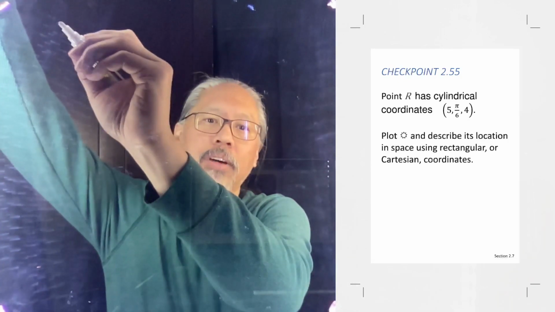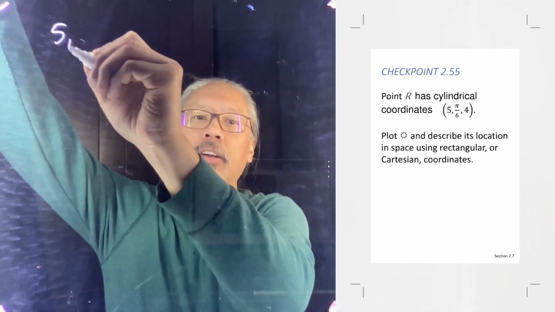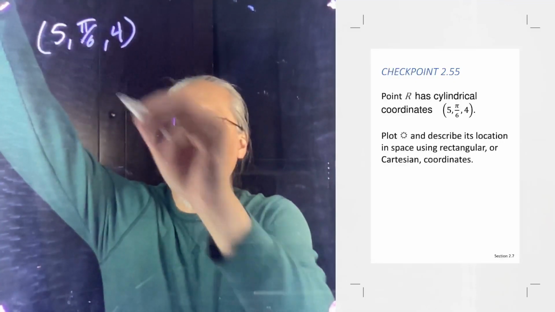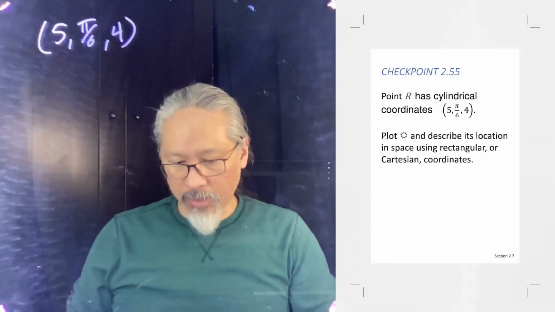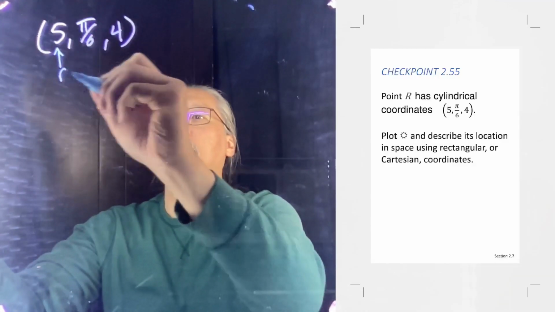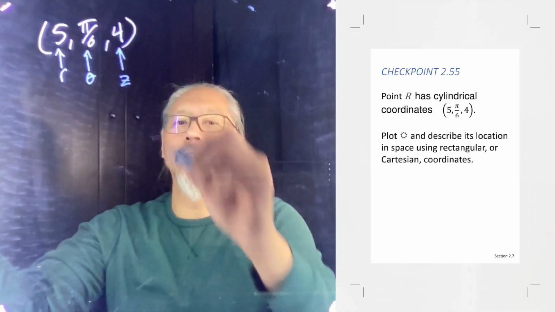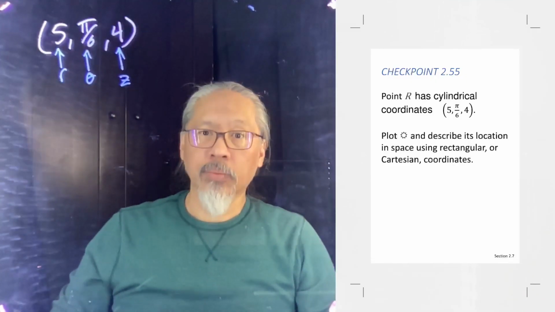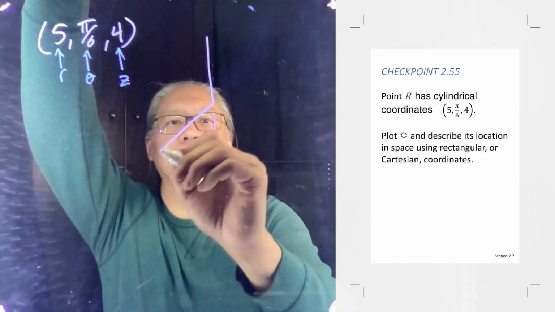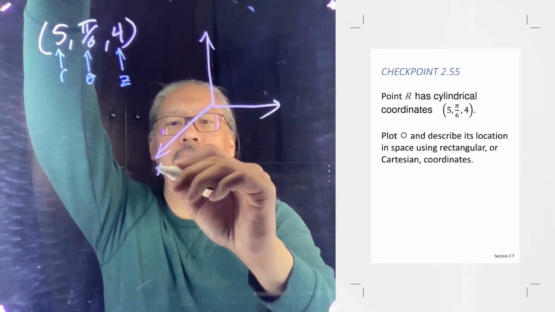Well, let's first identify the points that we have. We have r, 5, pi over 6, 4. And let's identify that the first number is r. The second number is theta. And then the third number is z. Okay, so let's see if we can draw that in space. Let's draw our usual x, y, and z space.